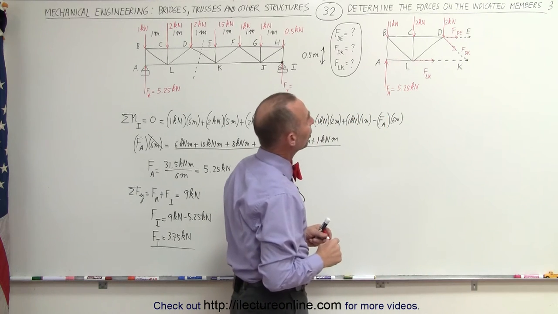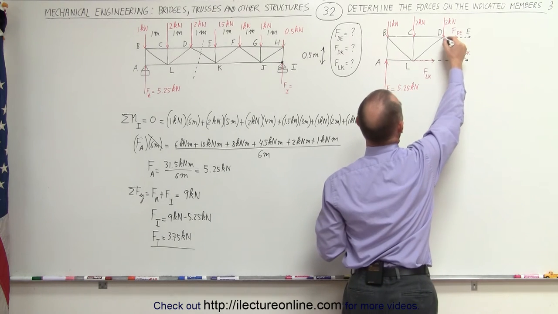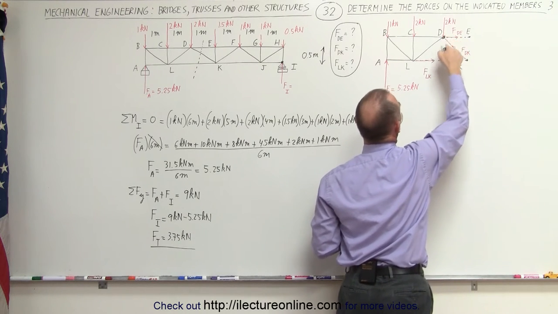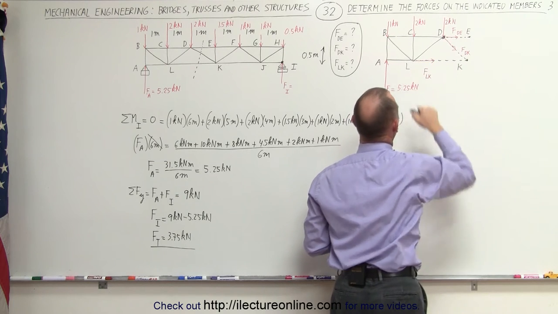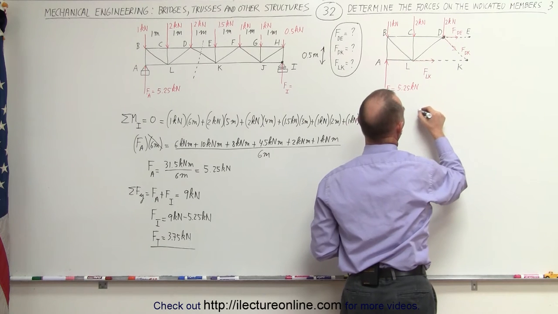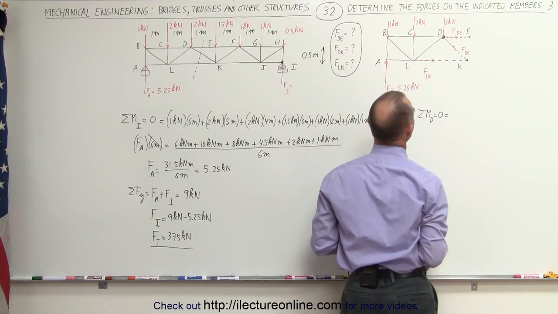And let's start off by putting the pivot point over here. Because if I do it there, I can eliminate these three forces, and I can easily find this force right here. So I'm going to put the pivot point at D. I can then say that the sum of the moments at D is equal to zero.